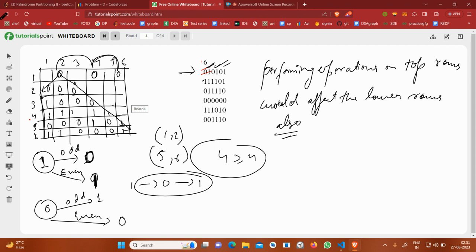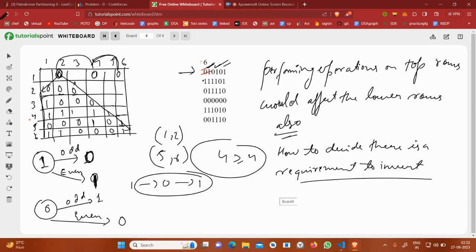So now I am moving on to my solution part. What I will do is start from the upper rows, and if there is a requirement to invert that cell, I will change that. And how will I decide that there is a requirement to invert? I can say that using this only.